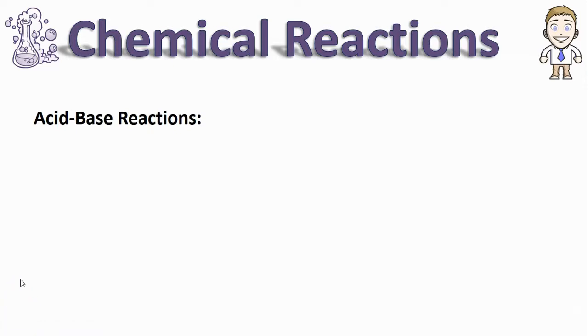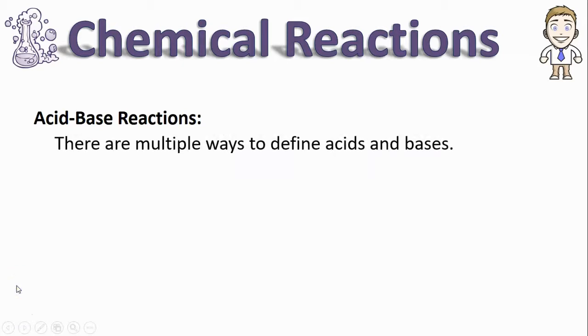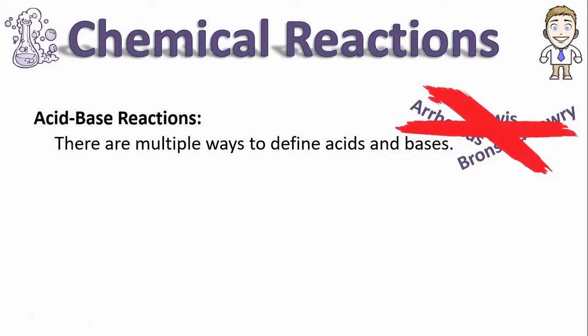Now before we can identify acid-base reactions, we've got to start with simply acids and bases and what those are. And there's lots of ways to define both acids and bases. Some of these you might have heard of before, like Arrhenius, Bronsted-Lowry, or maybe even Lewis. This video isn't going to explain any of those acid-base theories.